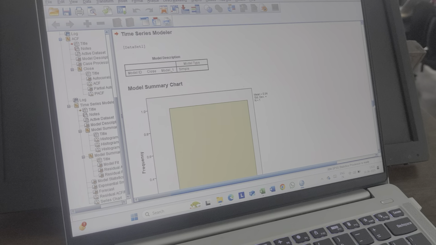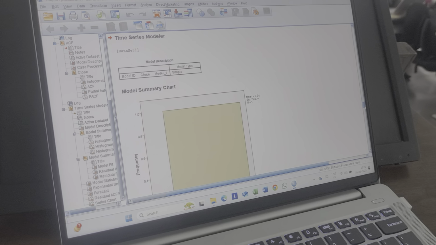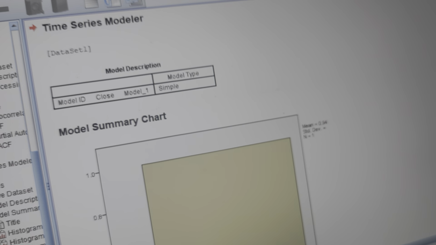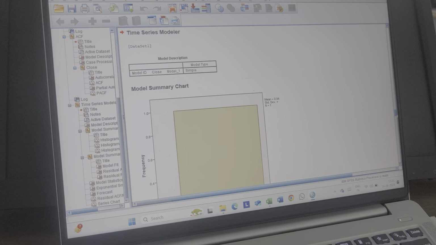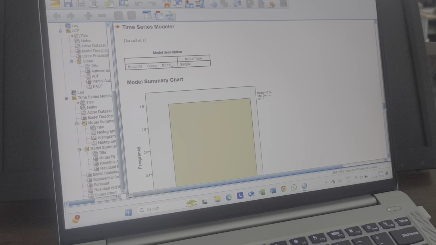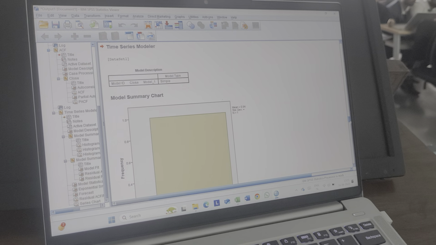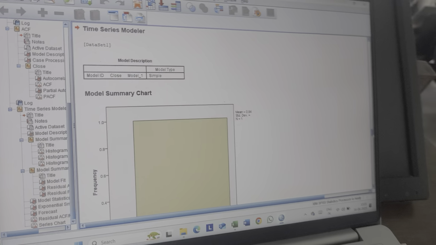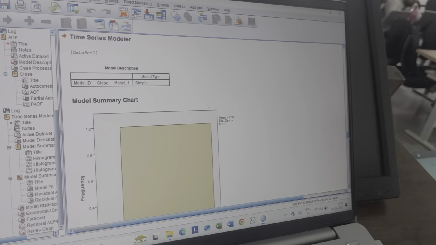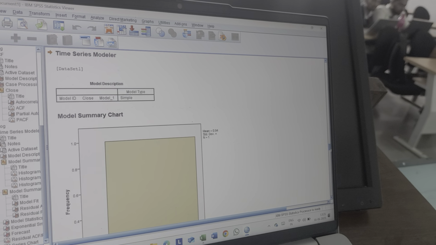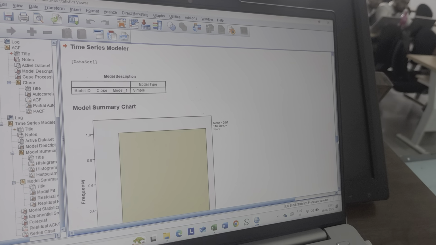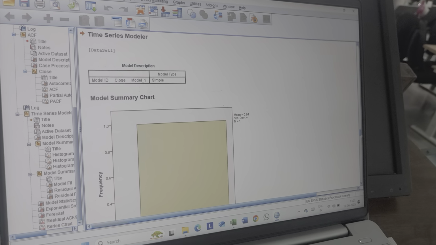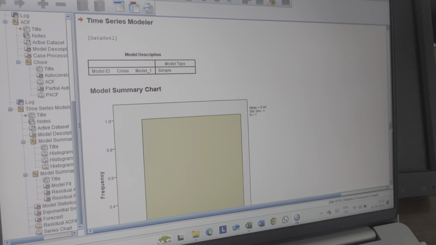See, this model is no AR, no MA. When a model says simple, there is no MA component, no AR component. That is what a simple model is. If your model has notations like 0, 1, 0, or 0, 0, 1, or 1, 0, 0, or 1, 1, 1, it specifies the model like that. But if none of these figures are there and only simple is there, it means there is no MA component and no AR component. That's the meaning of it. It's a very simple model.